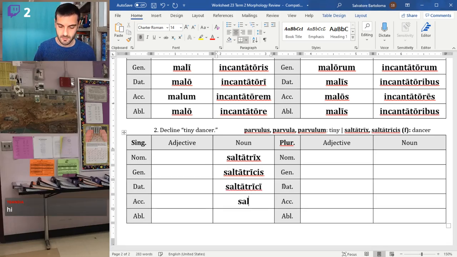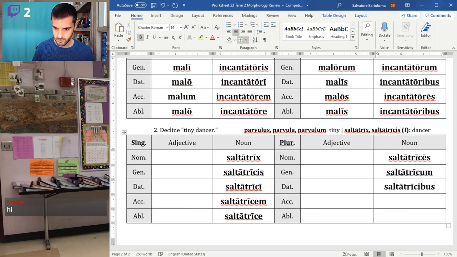Saltatrici. Saltatricem. And saltatrice. Beator is a blesser, one who blesses, who's a man. Beatrix, if you've ever seen that name before, is the female version. So anytime you see trix or tris, that's what we mean. Saltatrices, saltatricum, saltatricibus, saltatrices, and saltatricibus.